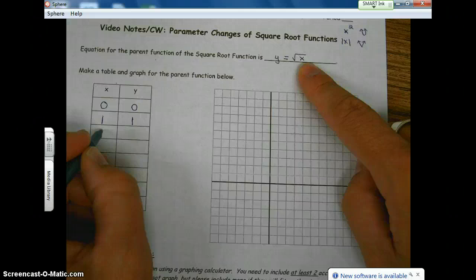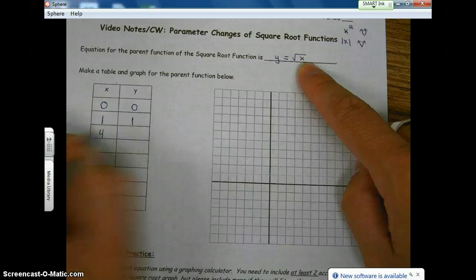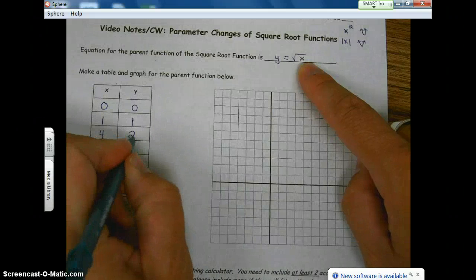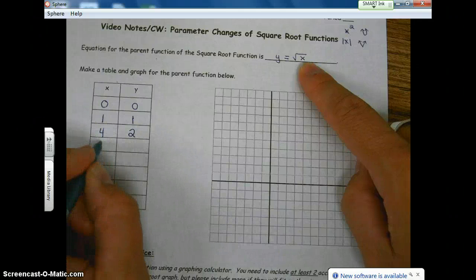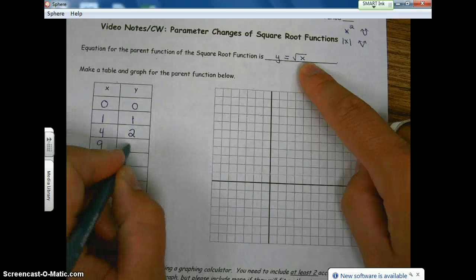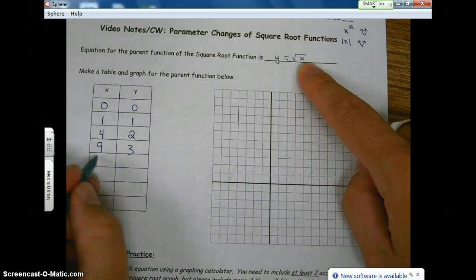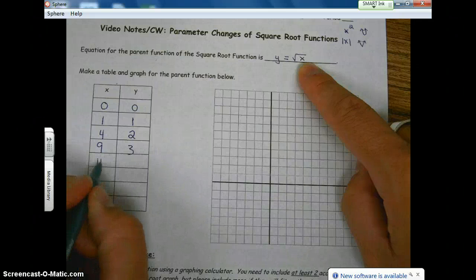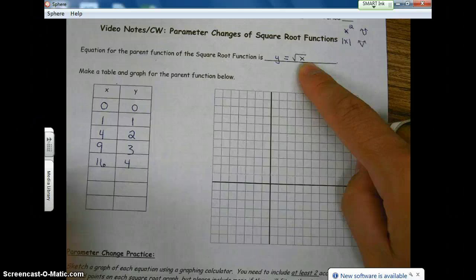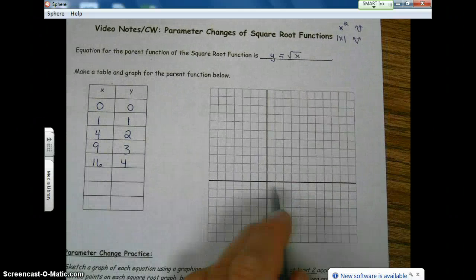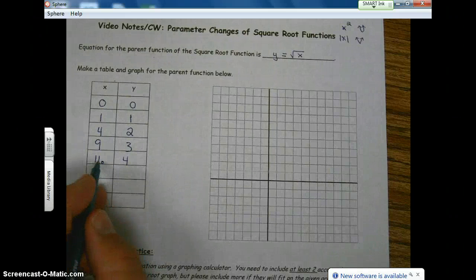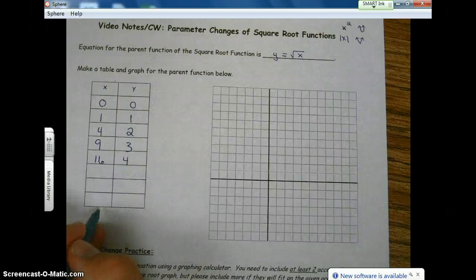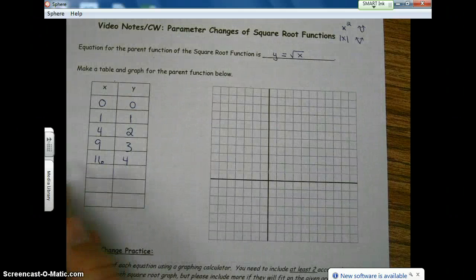Square root of 3, no, that's irrational. Square root of 4 is rational, so I'm going to plug in 4. Square root of 4 is 2. The next rational number that I can get out is going to be 9. Square root of 9 is 3. Then 16. The square root of 16 is 4. And then I think we're off the graph here. We could keep on going, 25, 36, 49, and get some more numbers here. But let's go ahead and graph this.